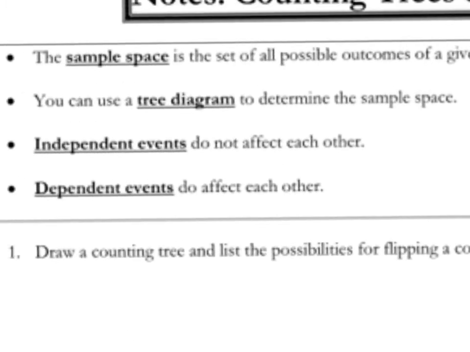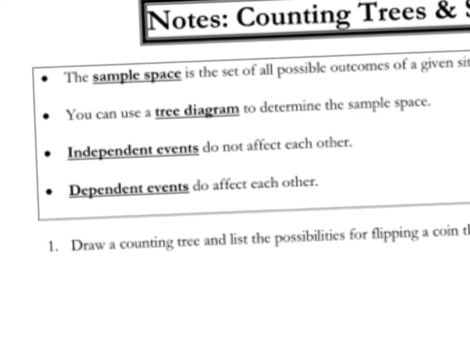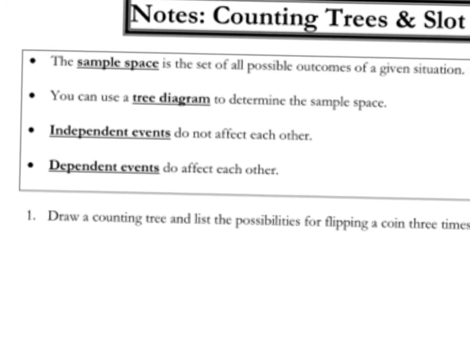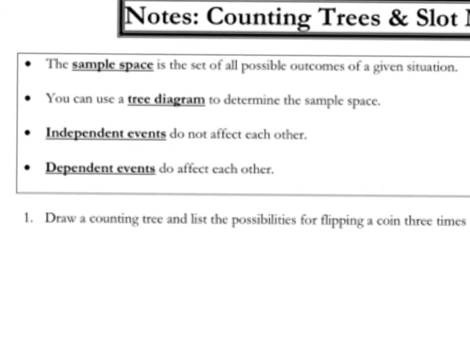So a couple definitions for you right off the bat. Sample space is the set of all possible outcomes in a given situation. So what does that mean? For example, if I said I'm going to flip a coin, what's the sample space here? It's all the possible outcomes. Well, when you flip a coin, what are the possible outcomes? You either are going to get heads or tails. Okay, so those are your possible outcomes.